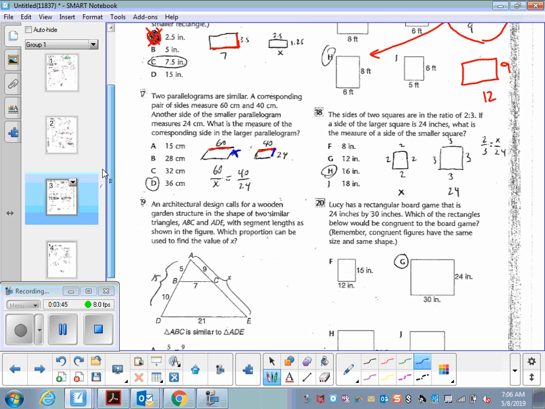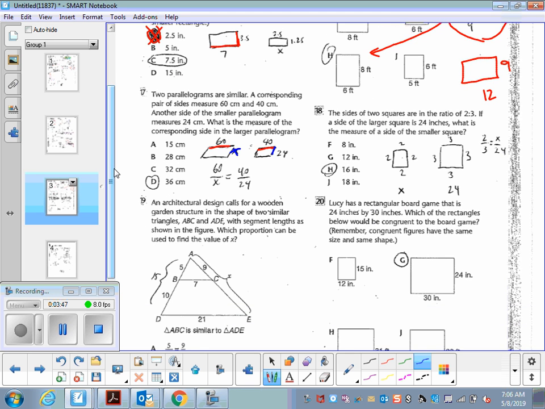All right, now we're on to number 18. Now number 18, this one is a good question, but it's a little tough to kind of comprehend. The sides of two squares, so I've got two squares, and then it says that the sides of them have a ratio of 2 to 3. So these would all be 2s, and then these would all be 3s.